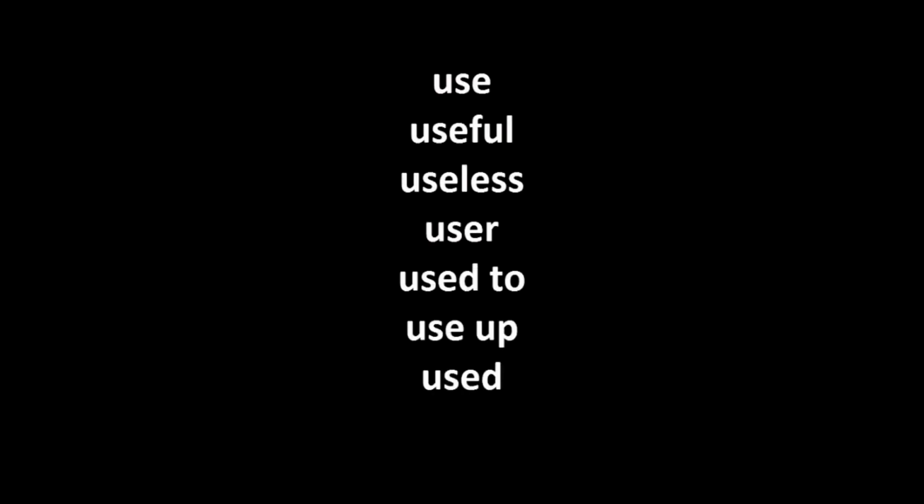أهلا بكم. في هذا الدرس نتعلم 7 مفردات في اللغة الإنجليزية وطريقة استخدامها في جملة، وكلها مرتبطة: use, useful, useless, user, used to, use up و used. فلنبدأ بالعبارة الأولى أو الفعل الأول.